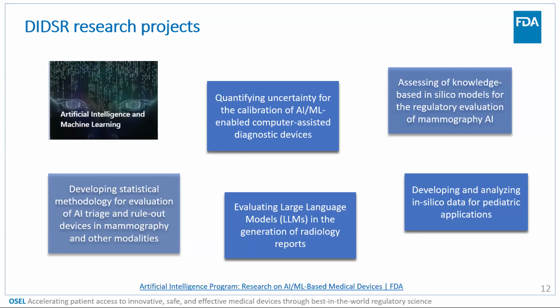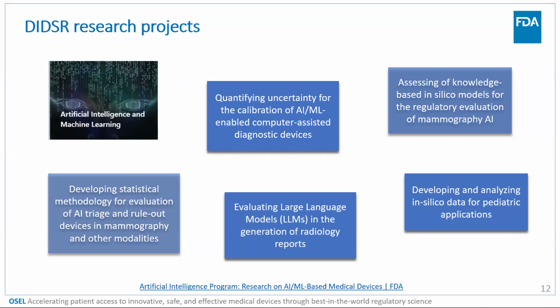Also, uncertainty quantification. So uncertainty in AI/ML enabled devices can come from data acquisition, different types of data. And there's a lot of places where you could have uncertainty in AI outputs. So uncertainty quantification is also a big area. And then on the right, assessing in silico models. So in silico models are simulated models that are based on experimental or clinical data, and also research.